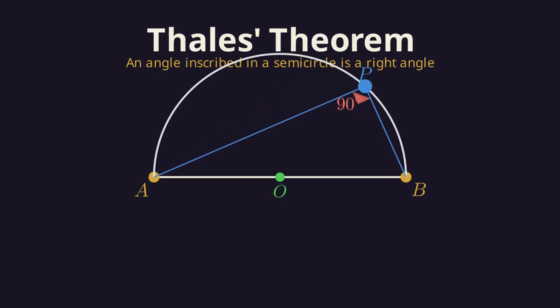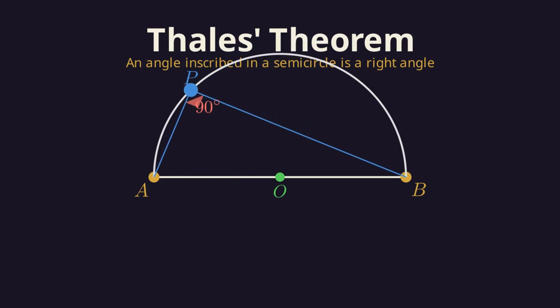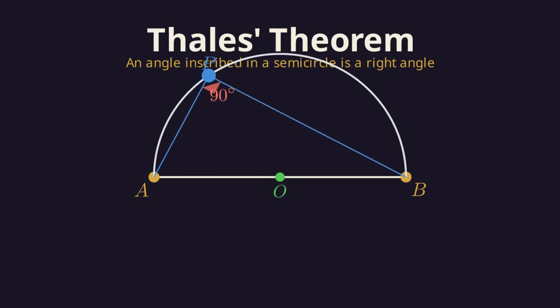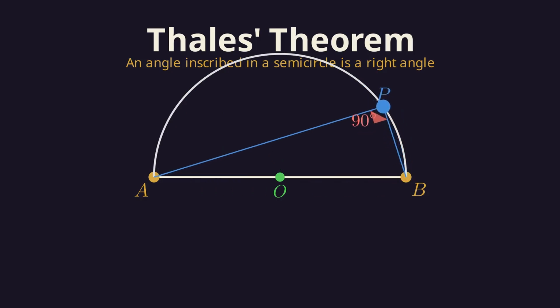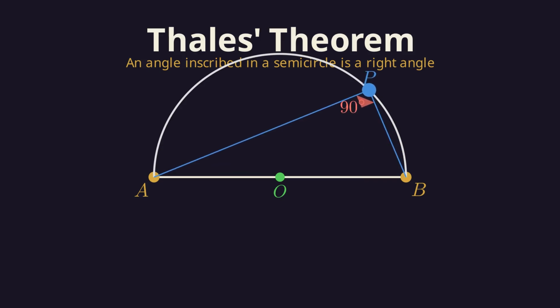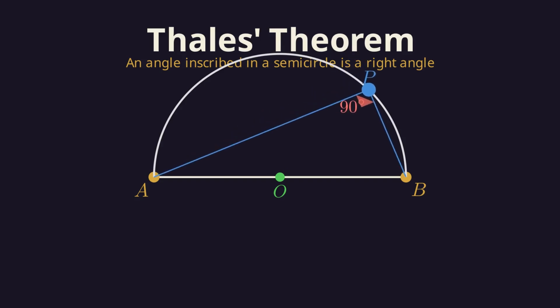Why is this true? Look at the center O. The distance from O to A, from O to B, and from O to P are all the same. They are all the radius r. This creates two isosceles triangles inside. Their angles add up in a way that forces P to always form a right angle. Every time. No exceptions. Now go back to the pyramid.